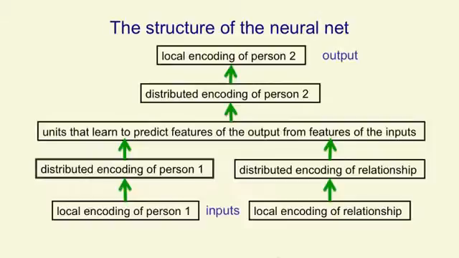So what we're going to do is train it up on 112 of these propositions, and we go through the 112 propositions many times, slowly changing the weights as we go, using backpropagation. And after training, we're going to look at the 6 units in that layer that says distributed encoding of person 1 to see what they're doing.